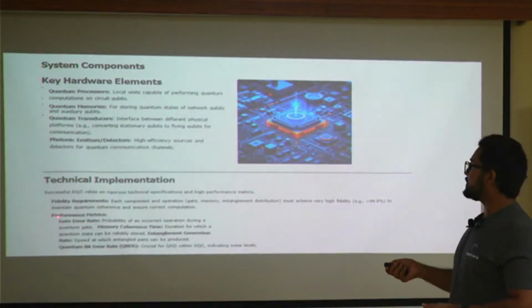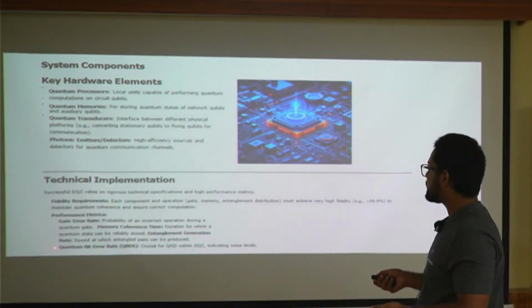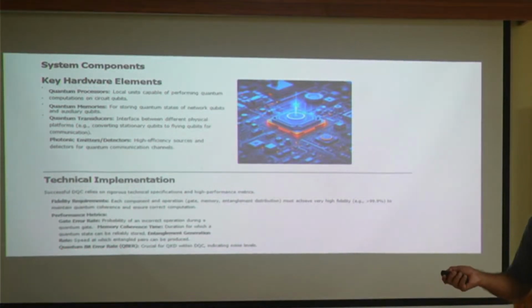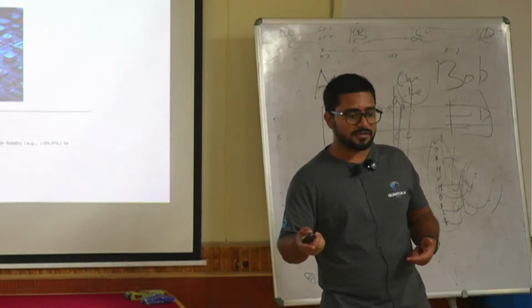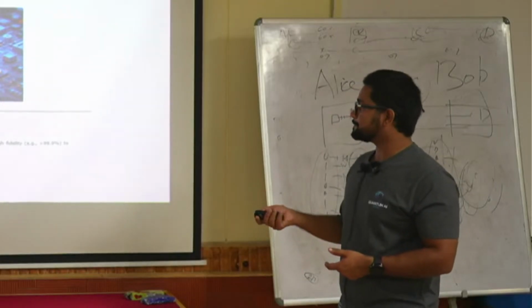Performance metrics will be gate error rate, memory coherence time, entanglement generation rate, and quantum bit error rate, which is QBER. I discussed this QBER in the previous example of BB84, where it is the mismatched qubits divided by the total shifted bits.